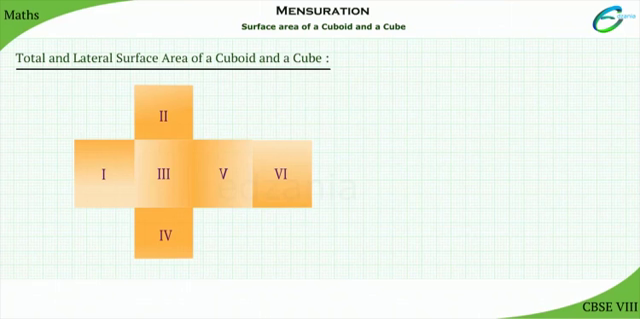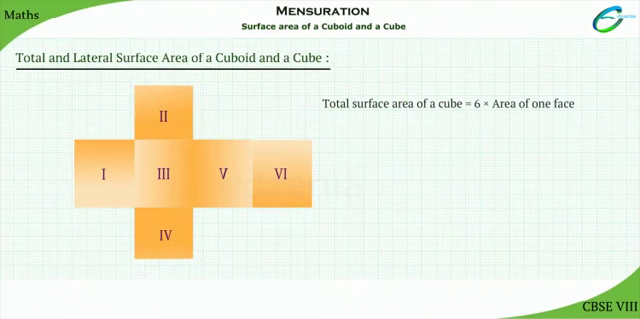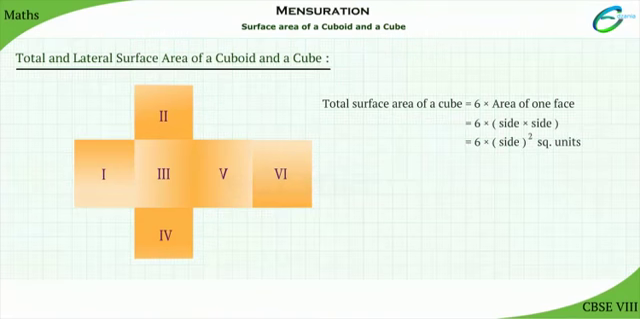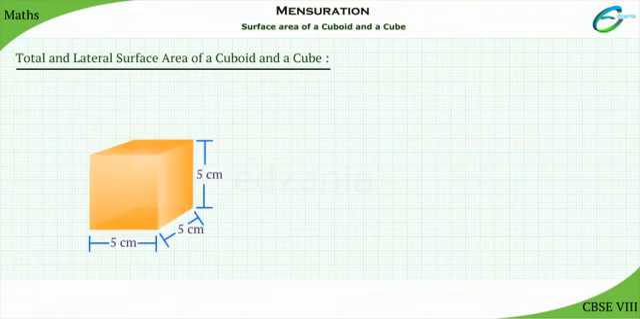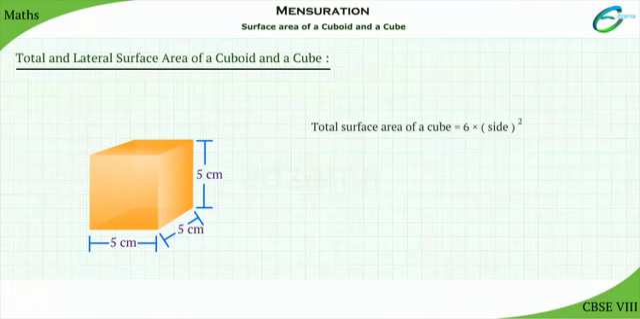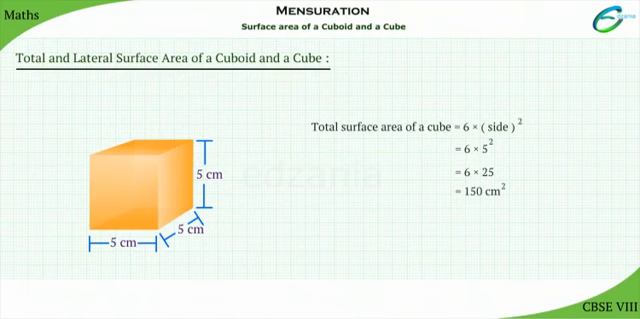So the total surface area is 6 times the area of one face. Each face is a square, and so the area of one face is the square of the side. We multiply 6 with the square of the side to find the total surface area. Let's say the length of each side of this cube is 5 centimeters. So, the total surface area of this cube is 6 times the square of 5, which is 150 centimeters square.